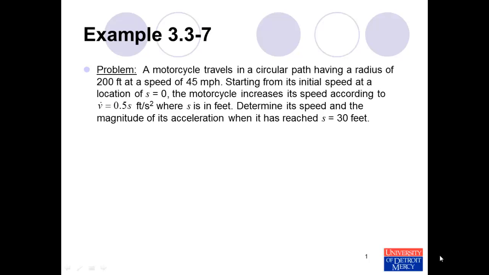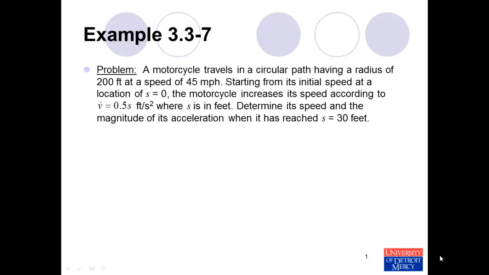This problem is from the textbook Conceptual Dynamics. This is specifically example 3.3-7. The problem statement reads, a motorcycle travels in a circular path having a radius of 200 feet at a speed of 45 miles per hour.